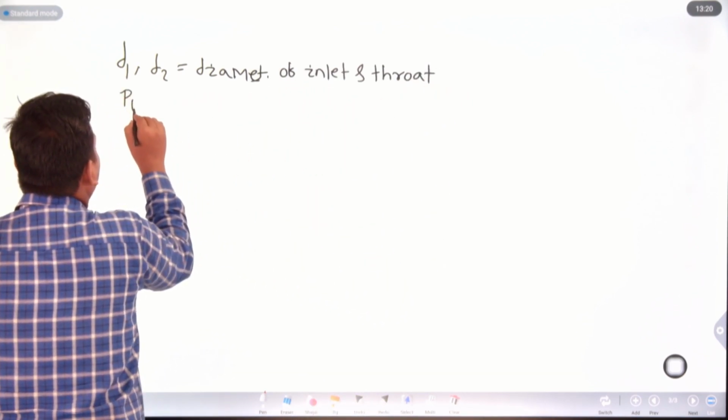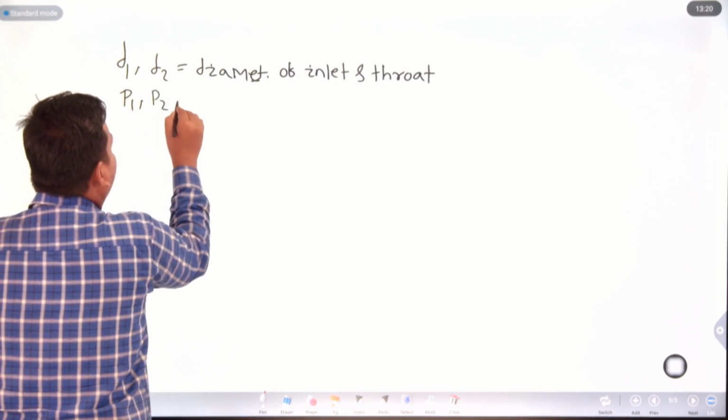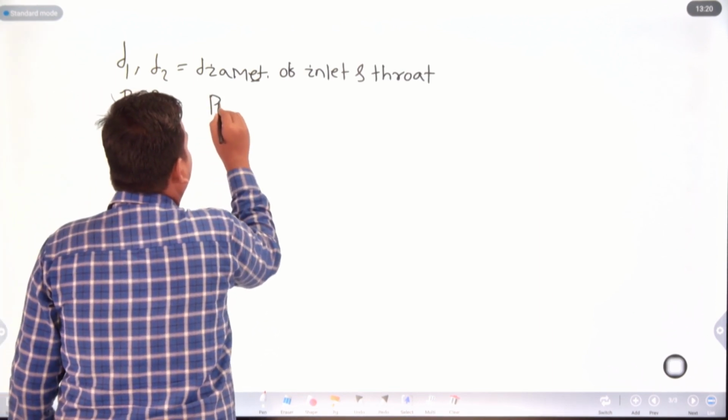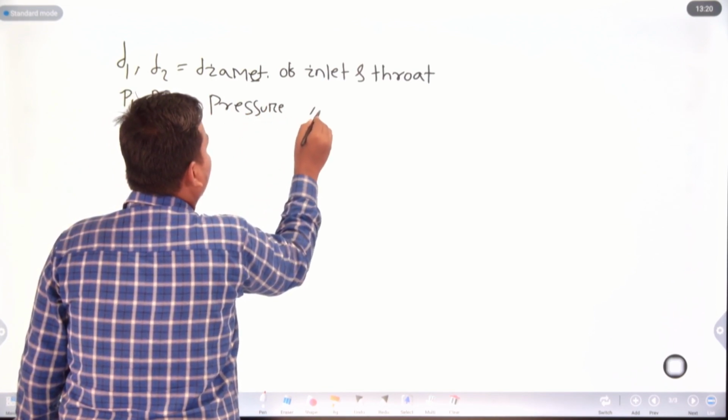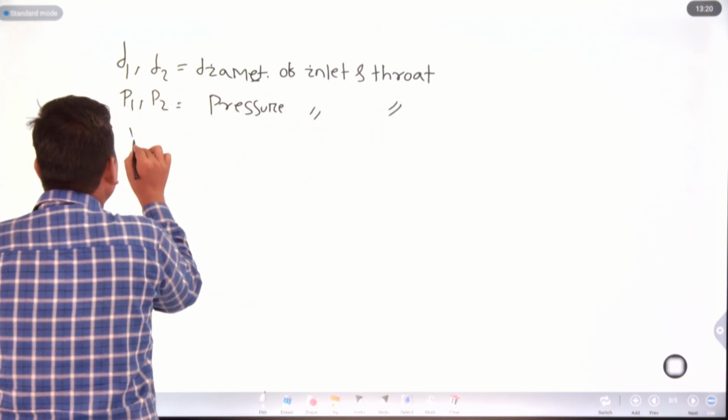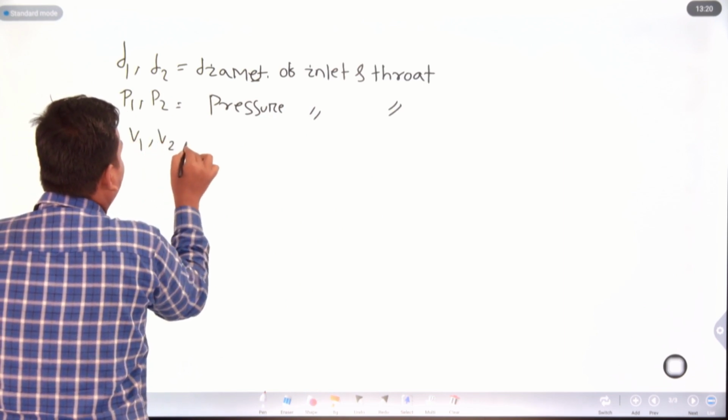P1, P2 are the pressures of inlet and throat, V1, V2 are the velocities.